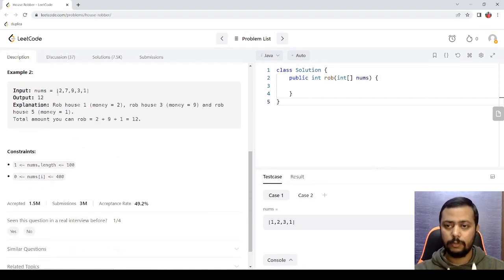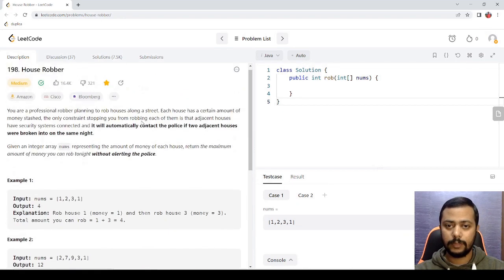Another example, it's 2, 7, 9, 3, and 1, and the expected output is 12. Then the explanation says we can rob house number 1, house number 3, and house number 5. So 1, 3, and 5. None of these houses are adjacent to each other, so it's perfectly allowed, and the police will not be alerted. So the total amount of money that we can get is 2 plus 9 plus 1, which is 12.